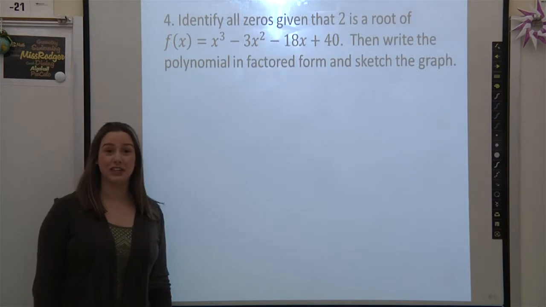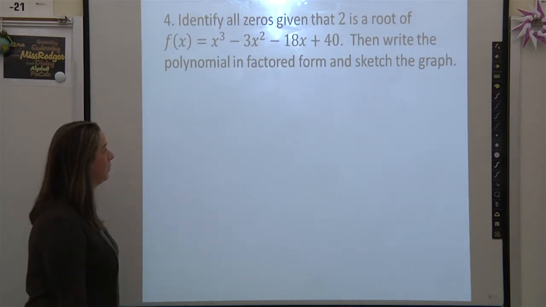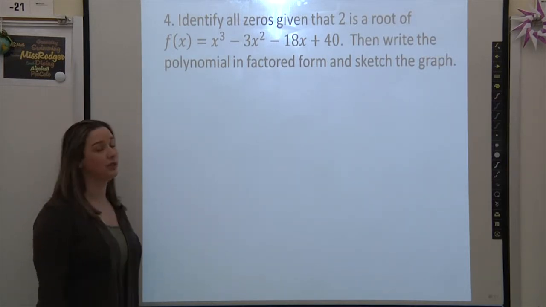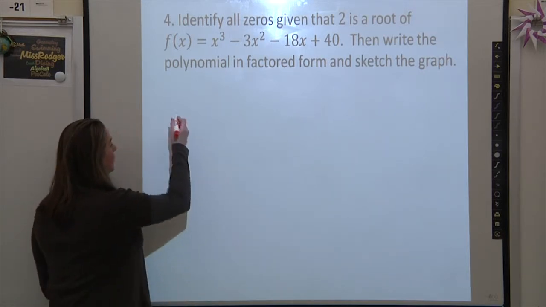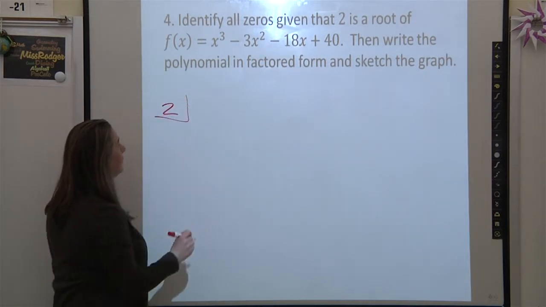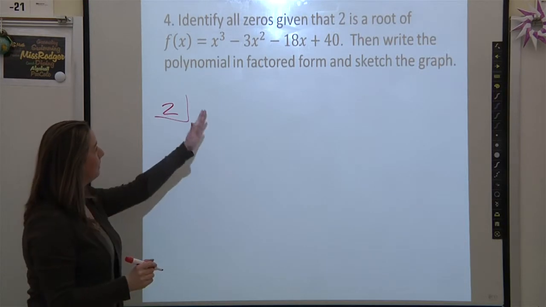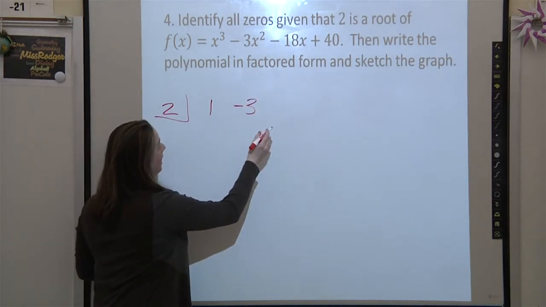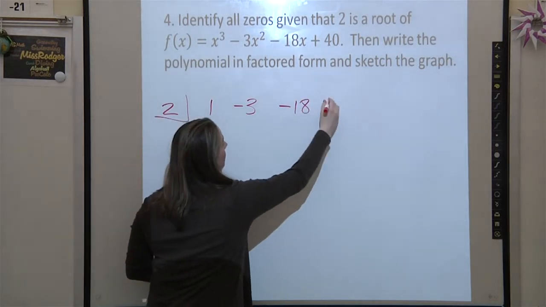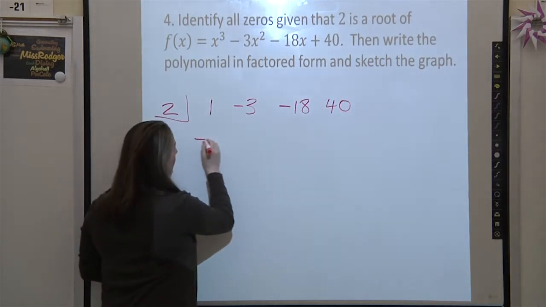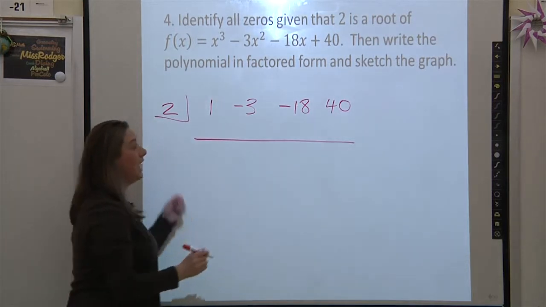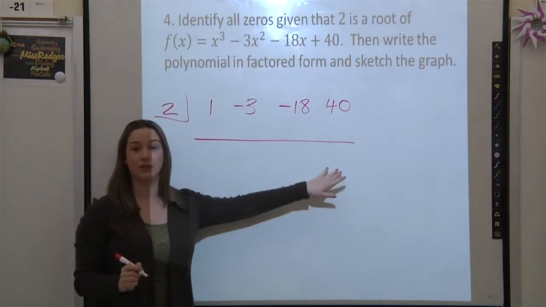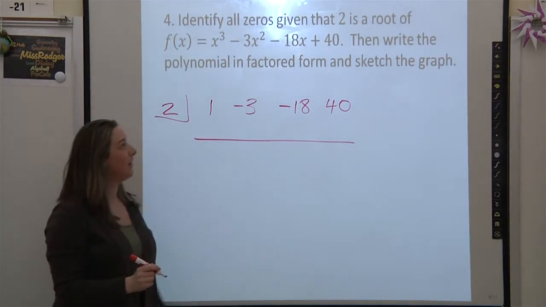Let's take a look at another type of problem similar to the previous one. They're telling us that 2 is a root of the given polynomial. So again, we can use synthetic division to start to work this out. I'm going to double check, make sure none of my terms are skipped. So I have a 1, a -3, a -18, and a 40. I'm going to crank out synthetic division and hope that I do get a remainder of 0, which is going to confirm that 2 is a root.